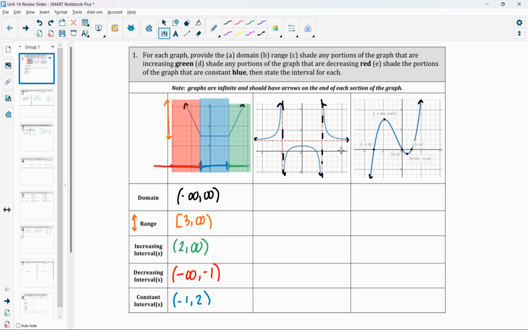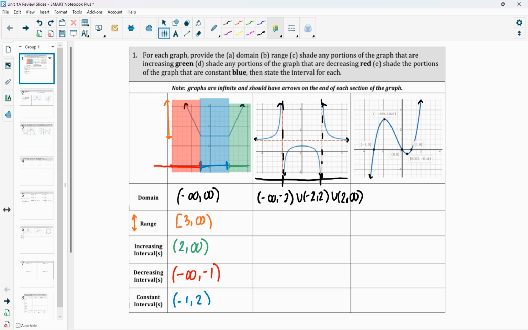If we're naming the domain intervals, remember we're looking left to right. So we have everything from here up until this value, then from here to here, and then from here forever. So we're at negative infinity up until -2. -2 is not included. Then we go from -2 to 2. Neither of those are included. And then we go from 2 to infinity.